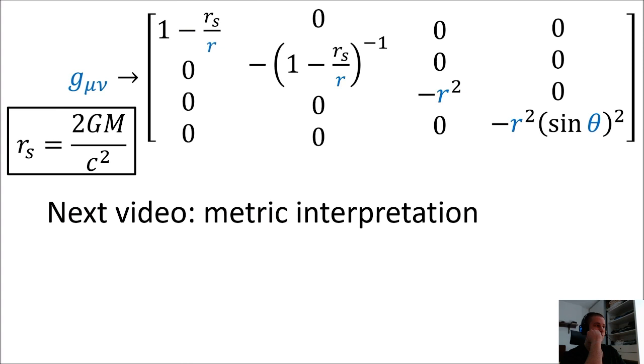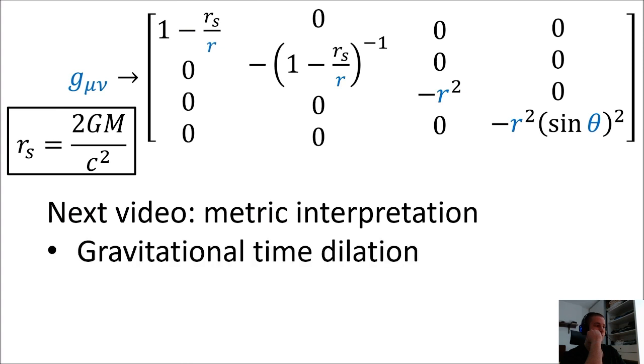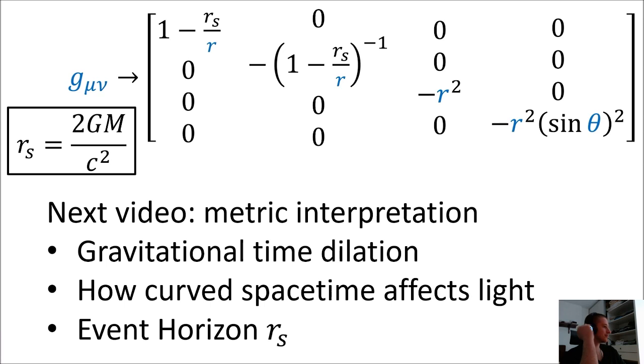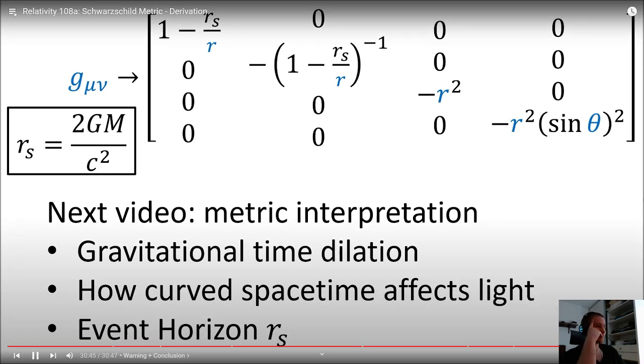In the next video, we're going to interpret what this metric means, and we'll see how it results in gravitational time dilation, how it affects light, and how the Schwarzschild radius Rs is interpreted to be the event horizon of a black hole, which is a radius beyond which light can never escape.